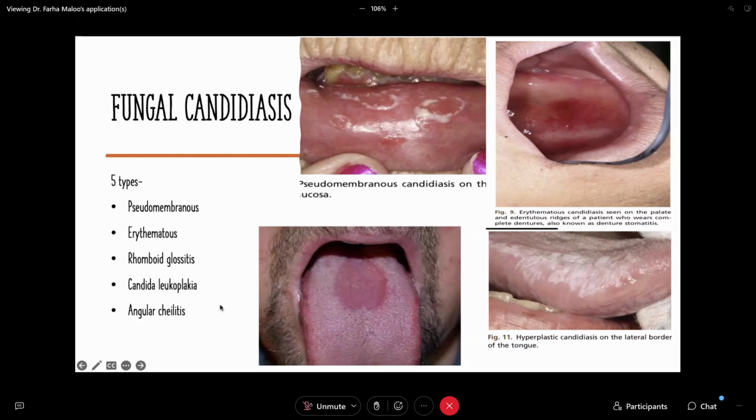Candida leukoplakia is a condition which mimics leukoplakia because of the whitish patches produced by Candida albicans over the tongue. The fifth type of presentation by the fungi could be angular cheilitis, which we have already seen previously.